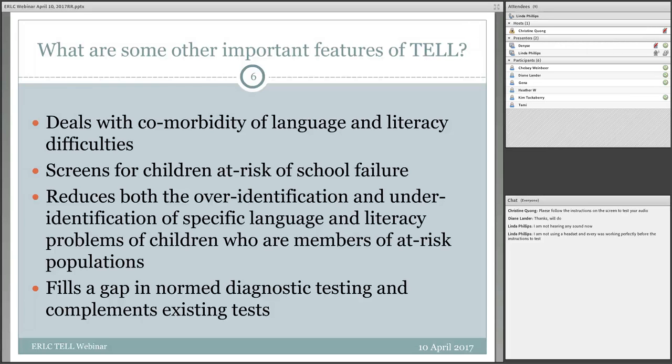Denyse, we're on the wrong slide if you're listening. And TEL can be used to monitor progress and can be used as a research instrument.